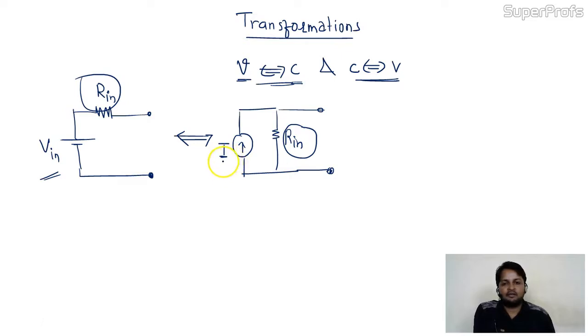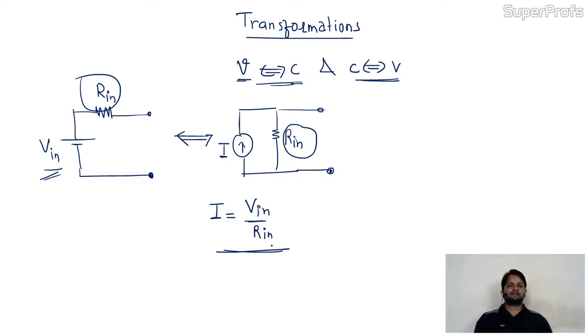But what is the value of this I? By Ohm's law, this I is nothing but Vin by Rin. Simple. See, this is the circuit. The circuit is providing the current to the system, and that current is nothing but Vin divided by Rin. So we can easily convert this voltage into current form. This is the voltage to current conversion, and vice versa.